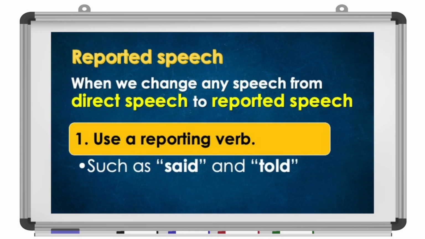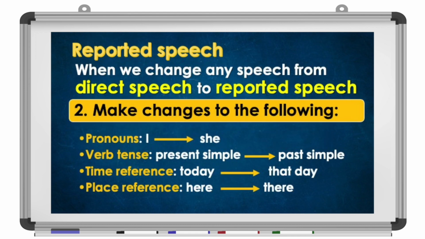Now, in every reported speech sentence, there are some changes that occur to that sentence. The first one is using a reporting verb. What do I mean by using a reporting verb? It's using words like said or told, because I'm reporting someone's speech. And then I have to make changes to the following: the pronouns, verb tense, time reference, and place reference.